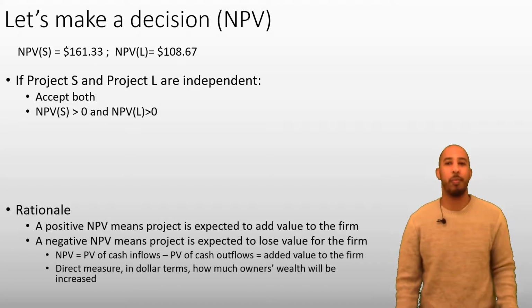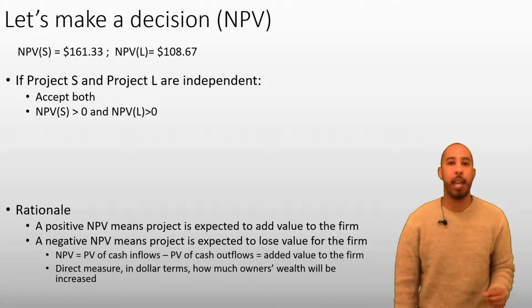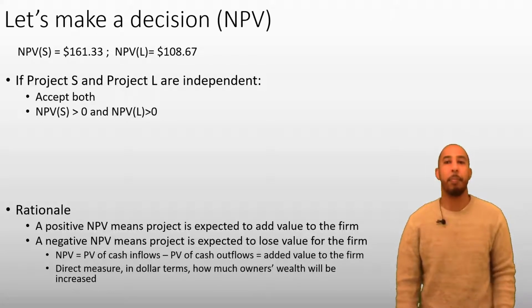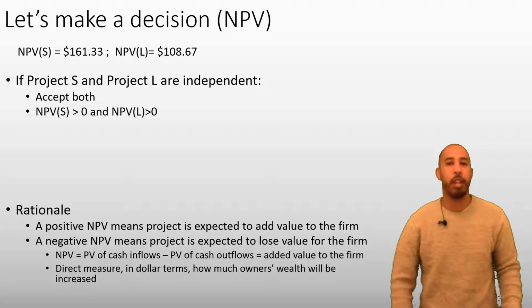But why is this the rule? Well, a positive NPV project will add value to the company. Think about what's happening when we compute NPV. We're comparing the value of the future cash flows against the initial cost. So a positive NPV means the project's benefits exceed the costs, so it's going to add value. The NPV of a project is a direct measure in dollar terms of how much value will be added to the firm. So if project S has an NPV of $161, it's expected to add $161 of value to the company.